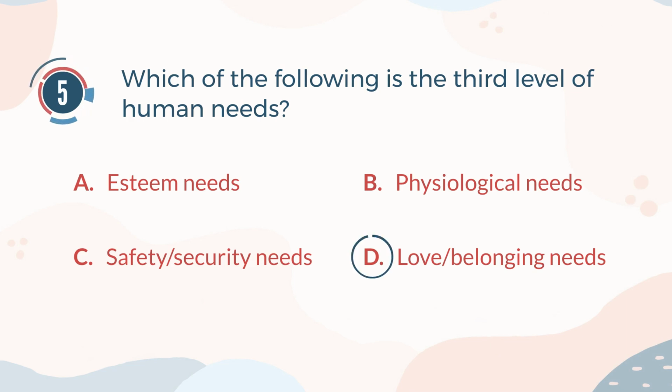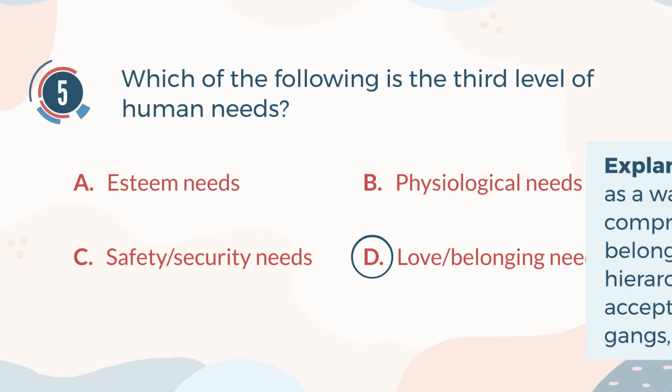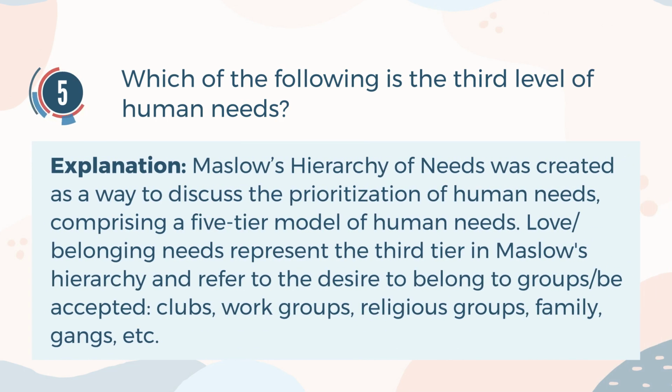The correct answer is D. Love or belonging needs. Explanation. Maslow's hierarchy of needs was created as a way to discuss the prioritization of human needs, comprising a 5-tier model of human needs. Love or belonging needs represent the third tier in Maslow's hierarchy and refer to the desire to belong to groups, be accepted, clubs, work groups, religious groups, family, gangs, etc.